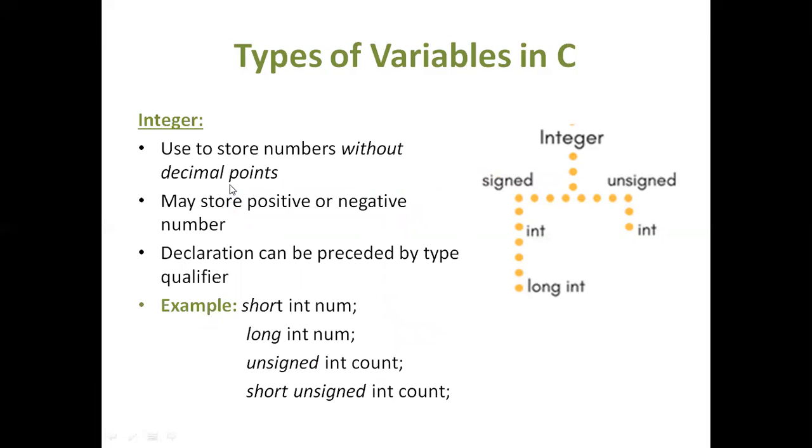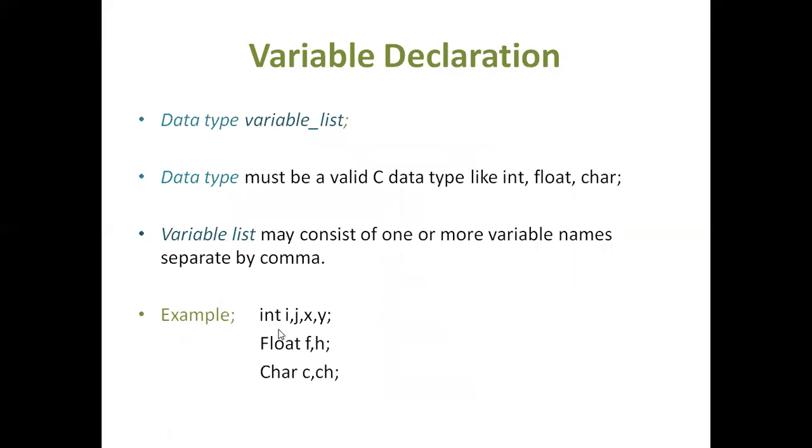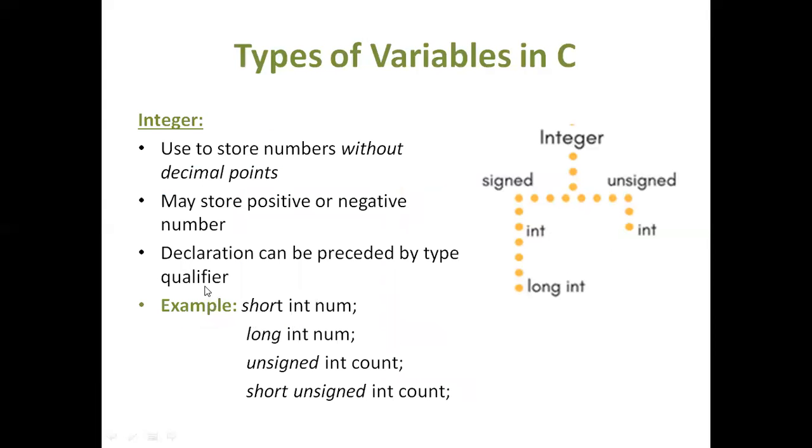Starting with the integer, you know that the integer is used to store numbers without decimal points, and it can store positive as well as negative numbers. Usually you declare an integer by writing int and then the variable list. But you can also include type qualifiers, meaning that before the declaration, you can add a type qualifier. What is a type qualifier? You can write short, long, unsigned, or short unsigned before the declaration.